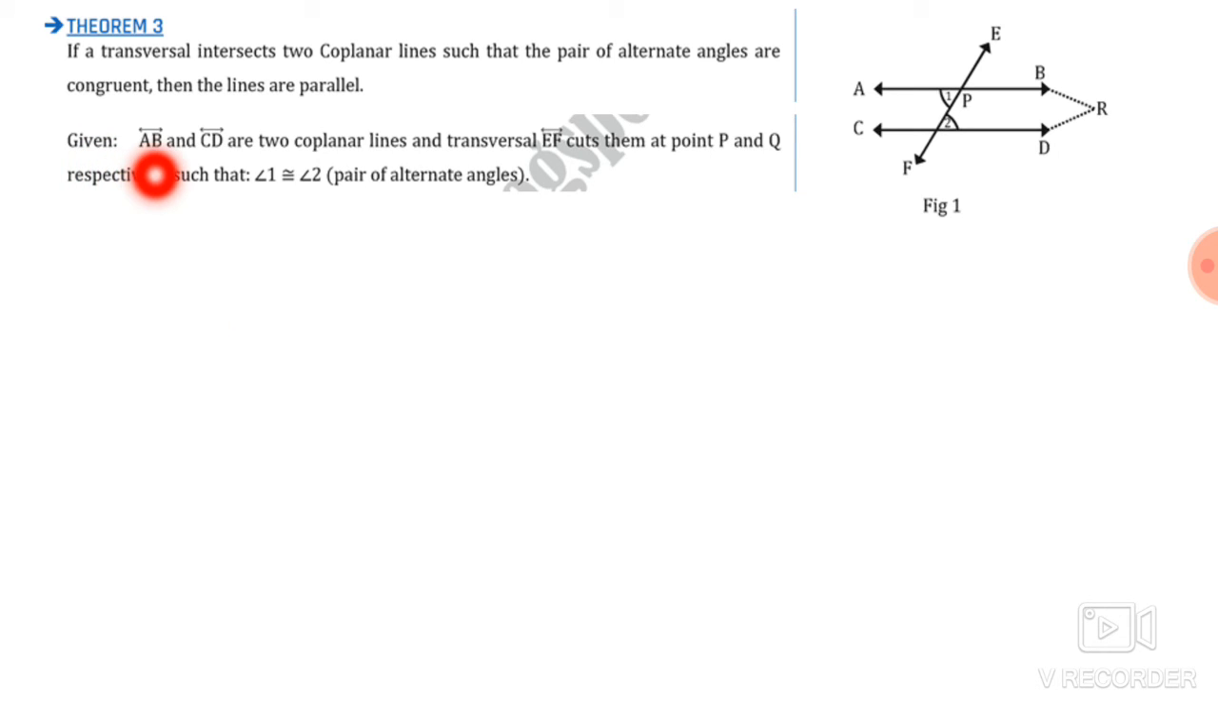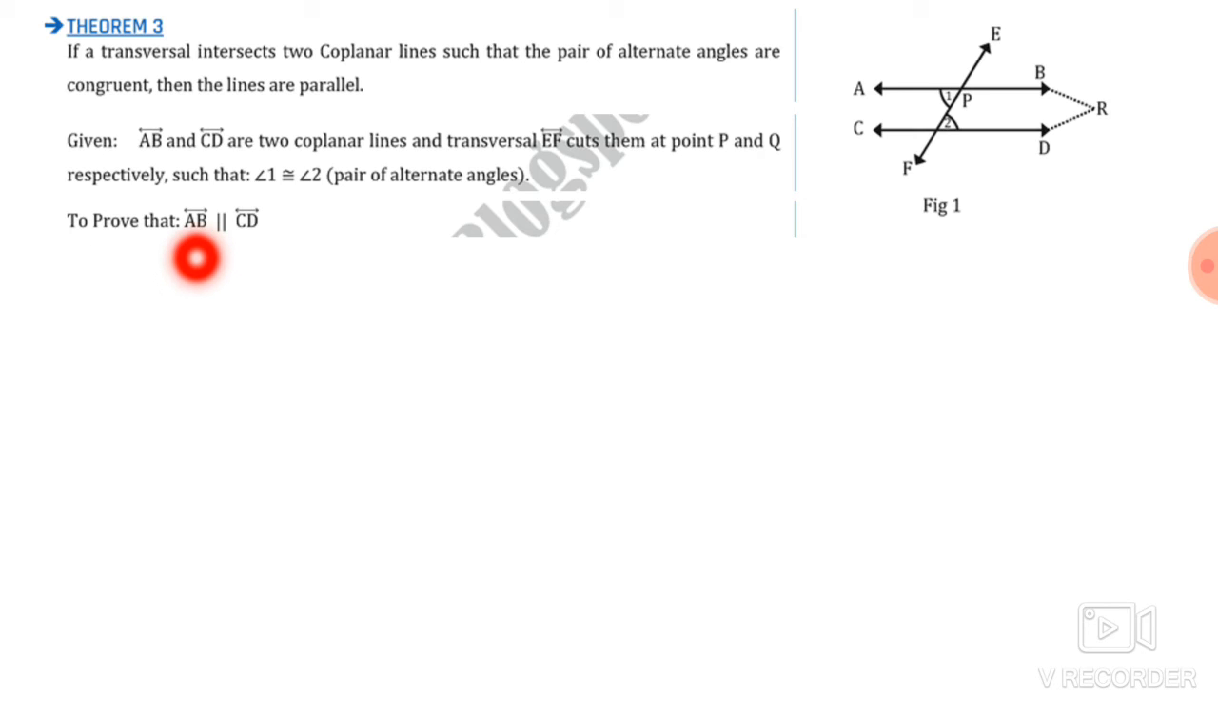Two lines are given to us. So we have written AB and CD are two coplanar lines, and transversal EF cuts them at points P and Q respectively, such that angle number 1 and angle number 2 are congruent. 1 and 2 are alternate angles. This is given to us. We need to prove that the lines are parallel.